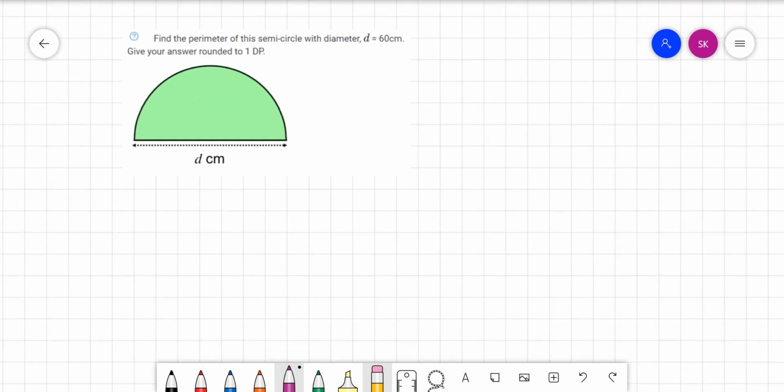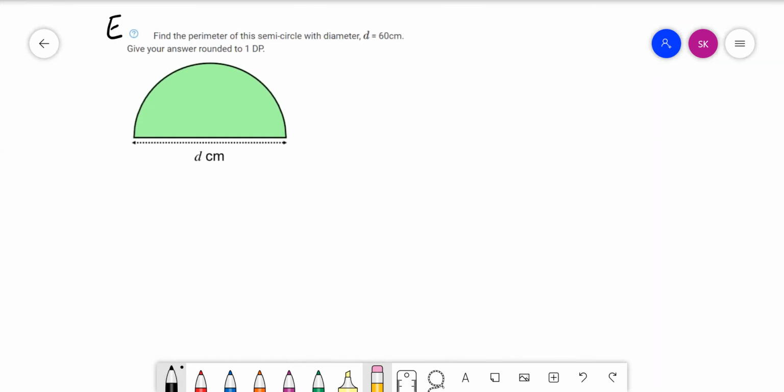Right, here's an example where we're going to use this strategy. So find the perimeter of this semicircle with diameter where d equals 60 centimeters. So I'm going to just write 60 here. Give your answer rounded to 1 decimal place. All right, well, have a go. So pause the video, do this on your own, press play when you're ready for me to go through.